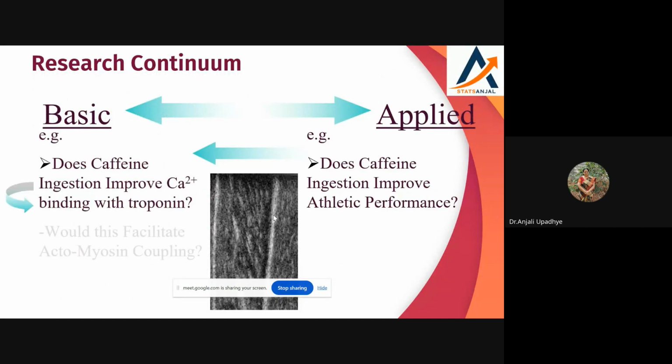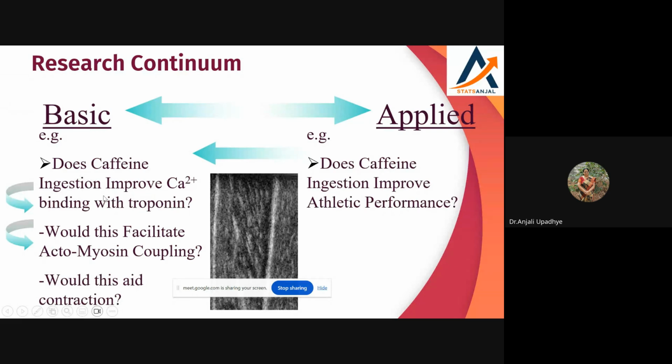Here I have taken one example. Basic research: does caffeine ingestion improve Ca2+ binding in the troponin? Would this facilitate actomyosin coupling? Would this aid contraction? Does caffeine ingestion improve athletic performance? Applied research: I know that this is a base, that caffeine ingestion improves the Ca level. This is base research, but there is applicability. It may be applicable to improving athletic performance.